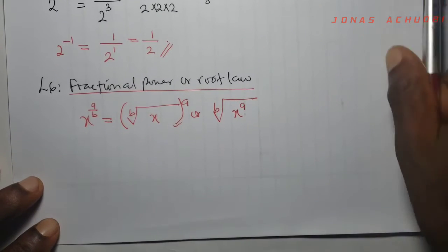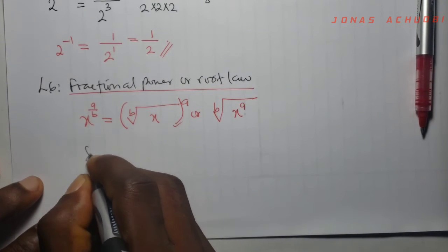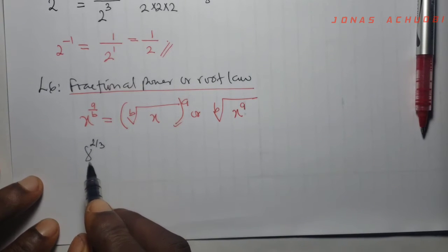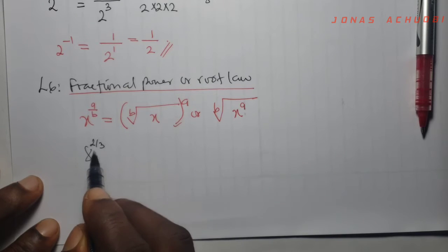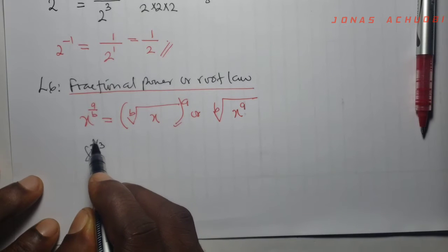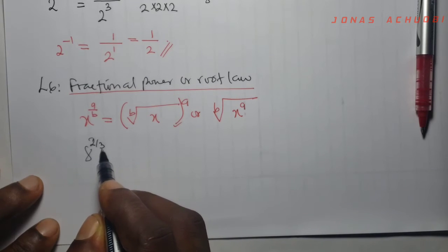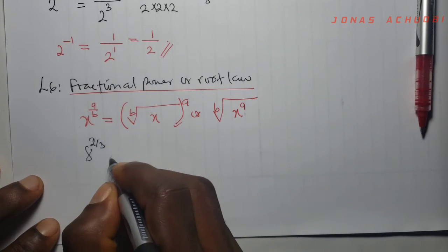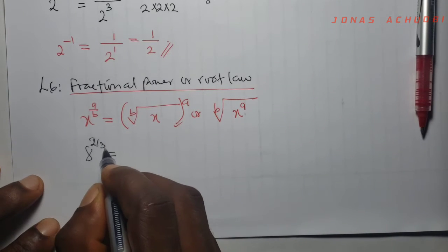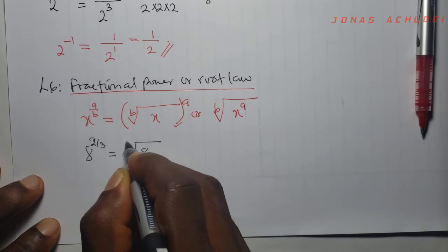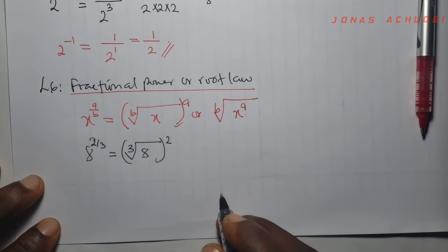For instance, if we have 8 raised to the power 2 over 3, this is clearly the case of fractional power or the root law. Because here 8 is the base and the power is 2 over 3, and that's a fraction. So the fraction here has 2 as its numerator and 3 as its denominator. So according to the fractional power or root law, we can write this as what? The denominator is 3. So the cube root of the base, which is 8, raised to the power of 2.